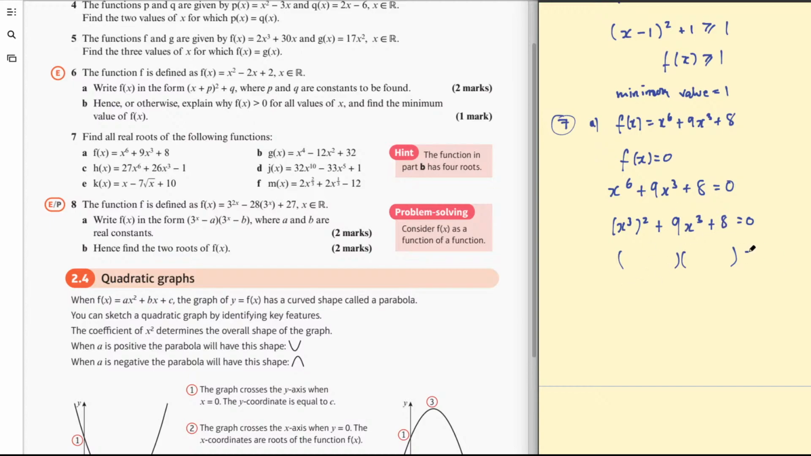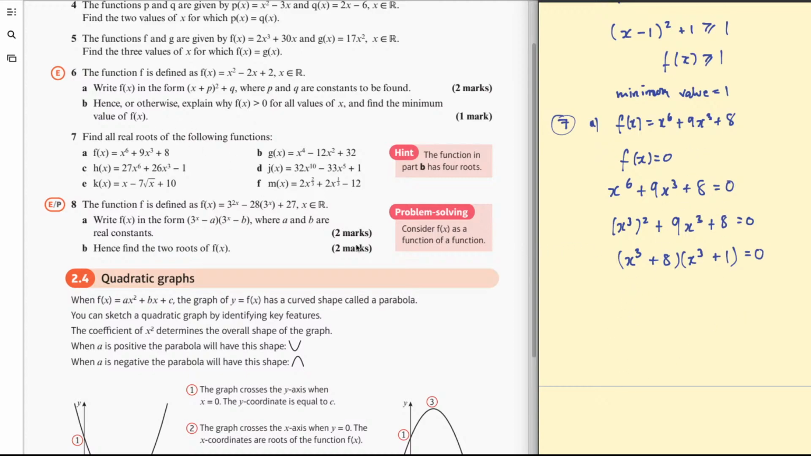So now we have a squared term plus 9, lots of that thing, plus 8. Can we factorize this? Let's see, are there factors of 8 that make 9? Well, I can think of 8 and 1. So this would be x cubed plus 8 and x cubed plus 1. This would expand out to x to the power of 6 plus 9x cubed plus 8.